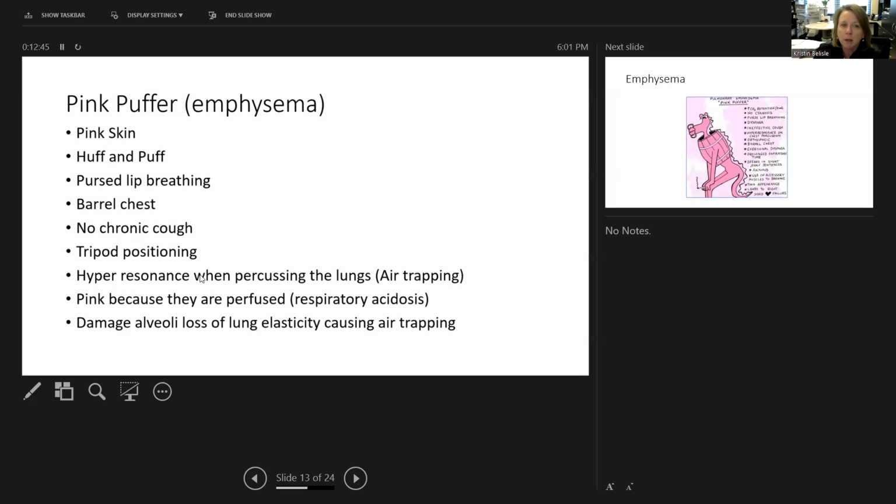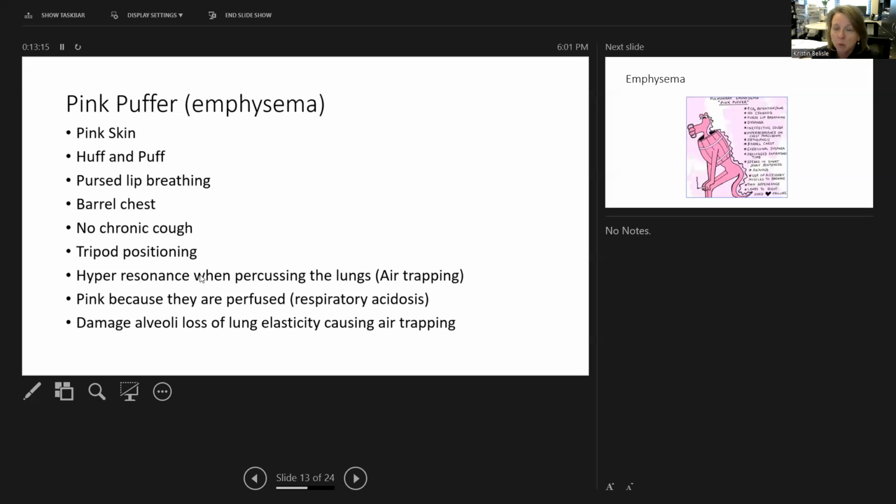They'll go into tripod positioning. If they lean forward, it's going to help drop that diaphragm and expand the lungs so that they have more effective breathing. It's a more comfortable place. If you've ever laid flat on your back, it's hard to breathe. You really struggle, especially if you're overweight. It's just like putting something up there. But if we lean forward, everything goes forward, and that can help us breathe. Tripod positioning.